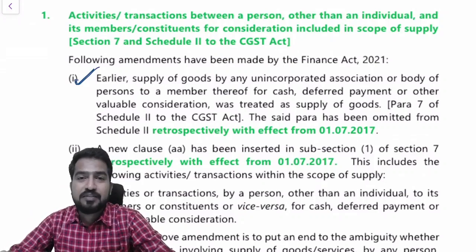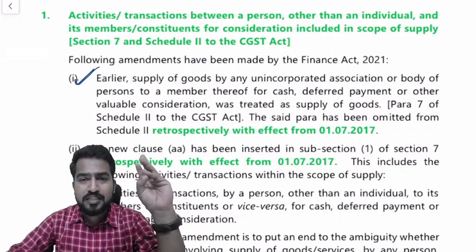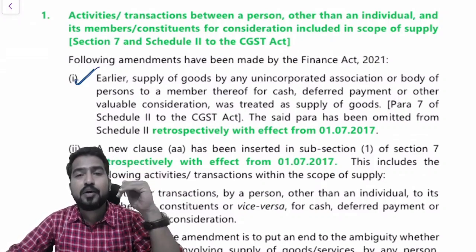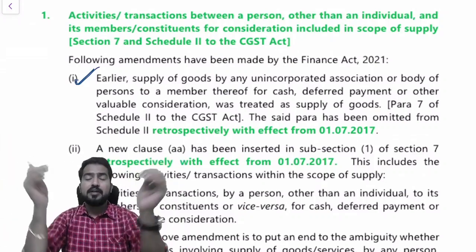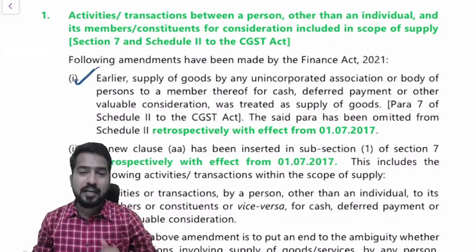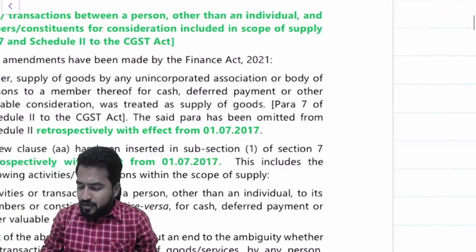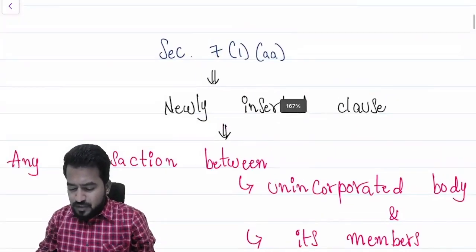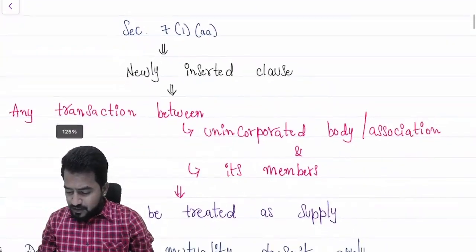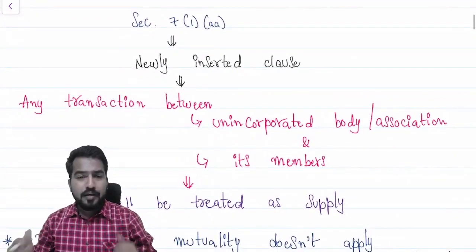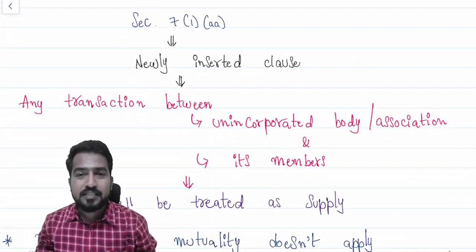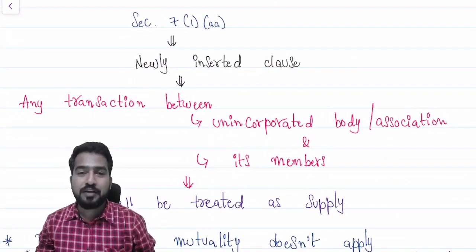In this section 7 subsection 1, if you remember, there are clauses A, B and C which are talking about supply, and now they have brought in a new clause through this amendment, that is clause AA, my dear friends. So here I have given notes which are easy for understanding and easy for you to revise, and taking the help of these notes we'll discuss this particular new clause which has been inserted in section 7 subsection 1.